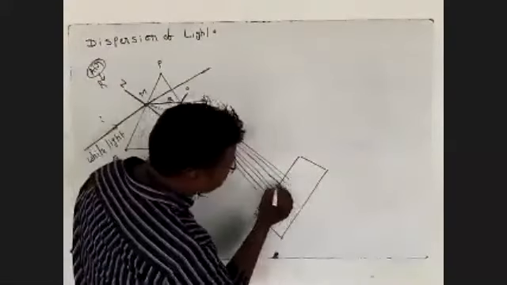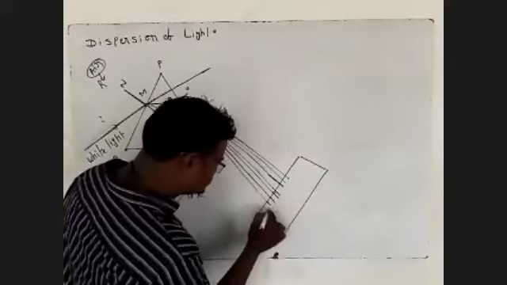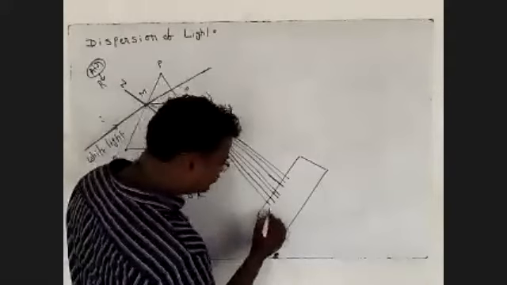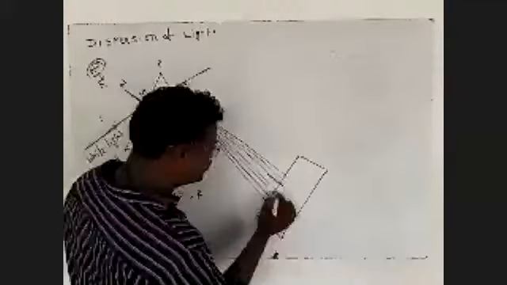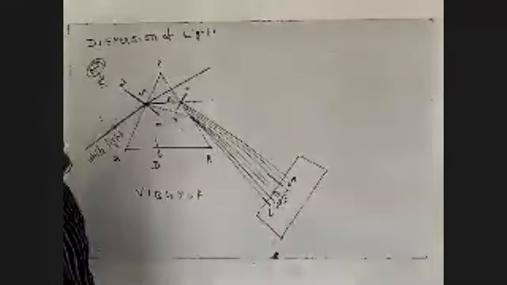We are getting the colors. This is a color. This indicates violet. This is indigo. This is blue. This is green. This is yellow. This is orange. This is a red.